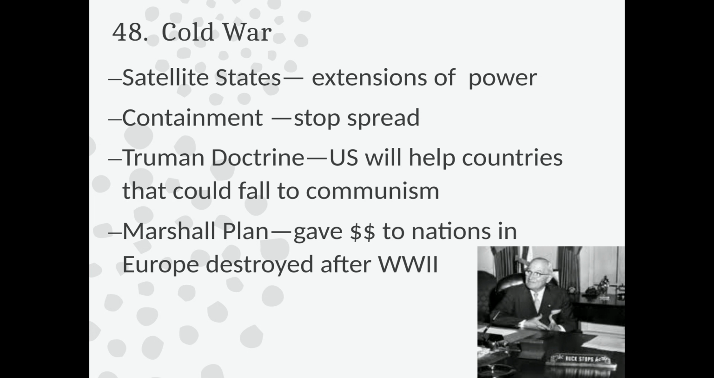The policy that was used to try to stop the spread of communism after World War II was the policy known as containment. The Truman Doctrine was issued too after World War II to help countries that possibly could fall to communism through either military or economic aid. The Marshall Plan was created by George Marshall.